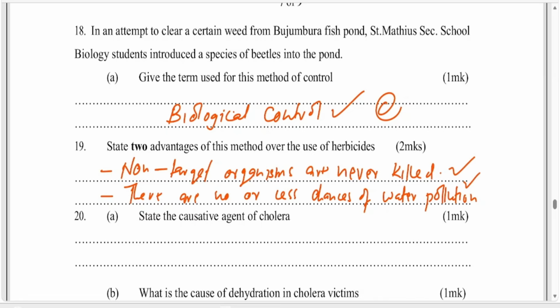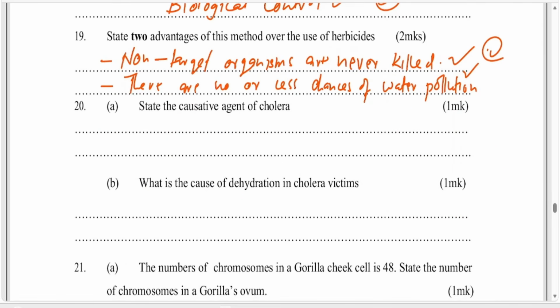So these two statements, 2 marks. Question number 20. State the causative agent of cholera. Cholera is one of the bacterial diseases that is waterborne. And the causative agent of cholera, we call it Vibrio cholerae. And we use the principles and the rules of binomial nomenclature to give the name of the causative agent.